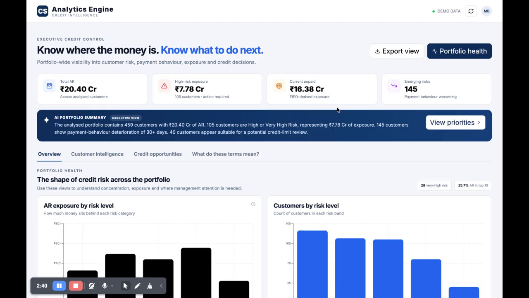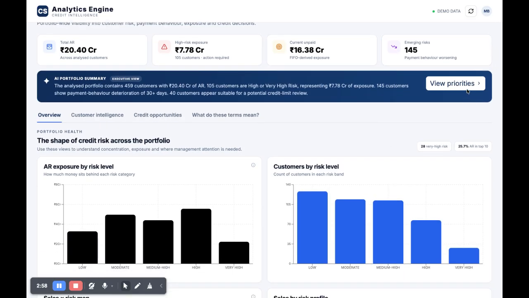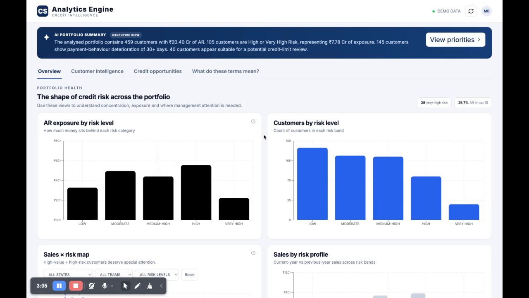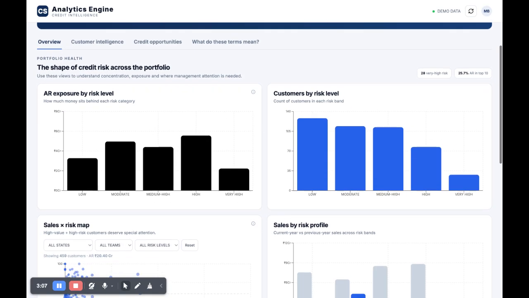So for 145 customers, the risk is emerging, as in for these customers the situation is worsening. After clicking here, we can actually see the priorities for these 145. I'll first walk you through this home screen and then we'll go to different tabs.